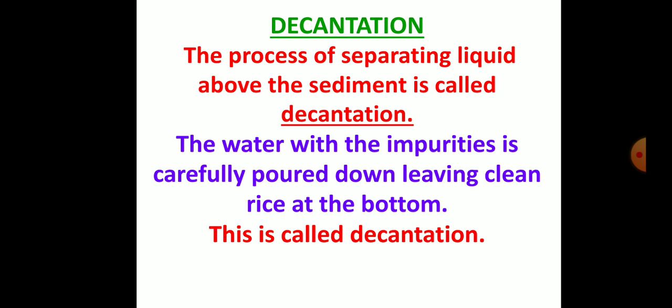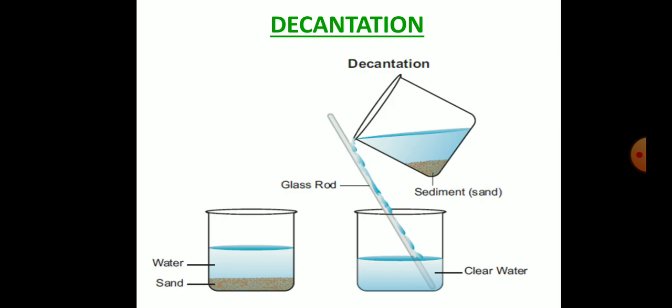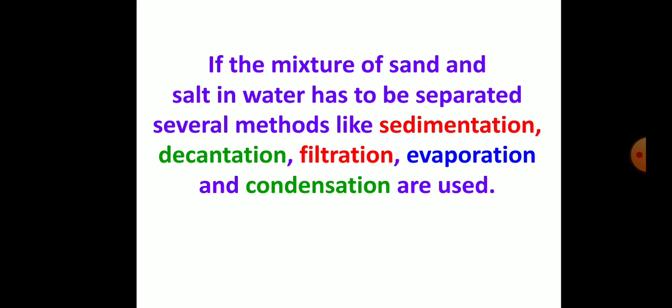Decantation. The process of separating the liquid above the sediment is called decantation. The water with the impurities is carefully poured out, leaving clean rice at the bottom. This is called decantation. This is a diagrammatic representation of decantation. If a mixture of sand and salt in water has to be separated, several methods like sedimentation, decantation, filtration, evaporation, and condensation are used.